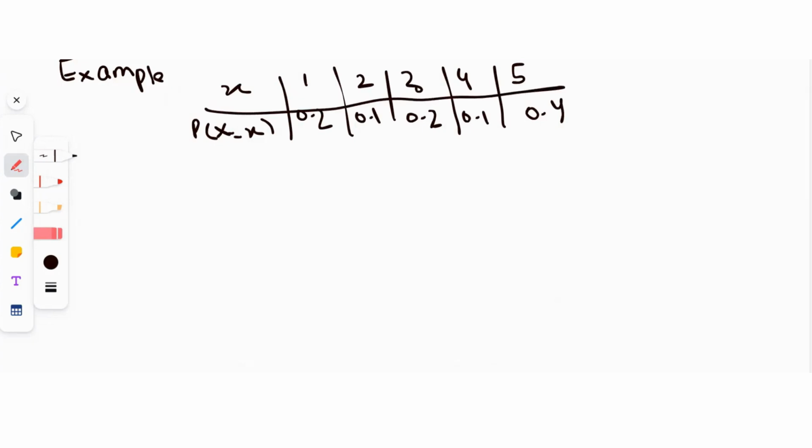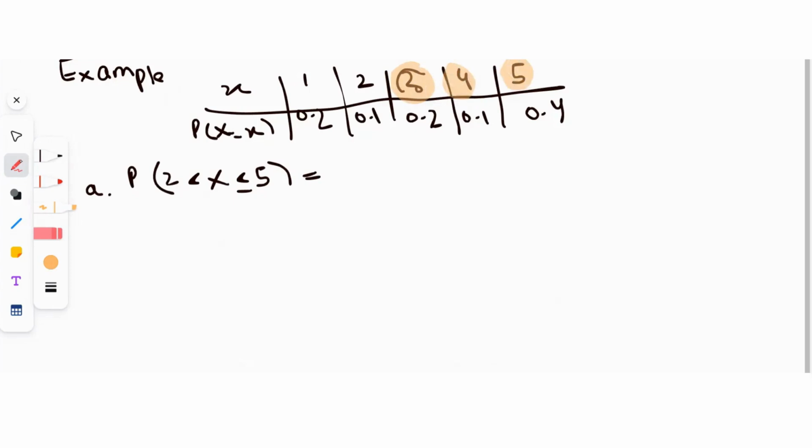Yeah, so this. Now let's do part A. Part A is find the probability x is greater than 2, less than or equal to 5. Let's find this probability. Keeping in mind the values the discrete random variable takes, this can be the probability x is 3, 4, or 5. So this is the probability x is 3, or x is 4, or x is 5.